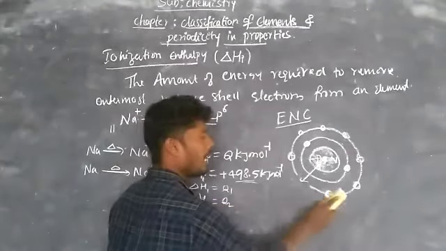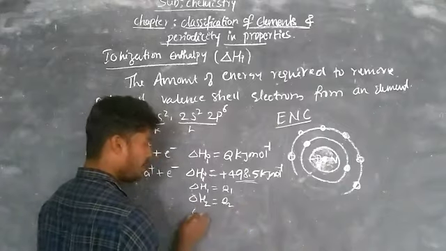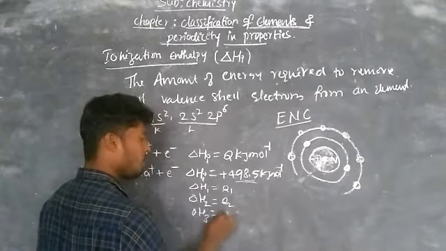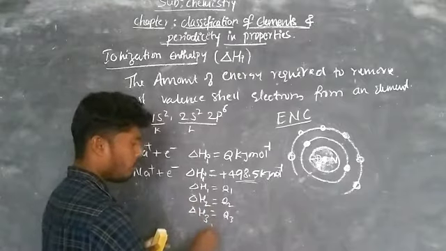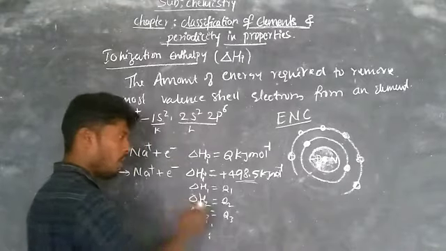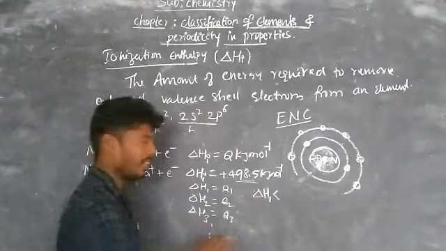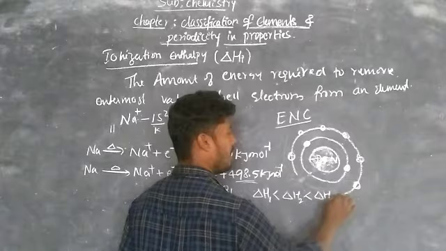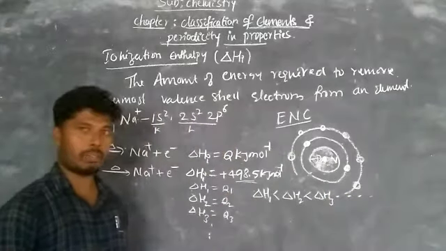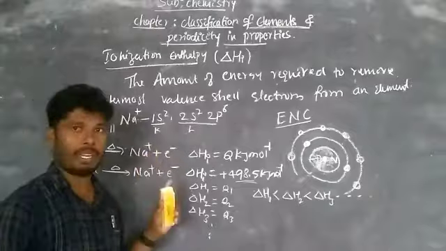Similarly, to remove the third electron, we need delta H3, that is, assume Q3. So it goes on like that. The ionization enthalpy delta H1 is always less than delta H2, then delta H3, and so on. It keeps going like this. So this is the ionization enthalpy.